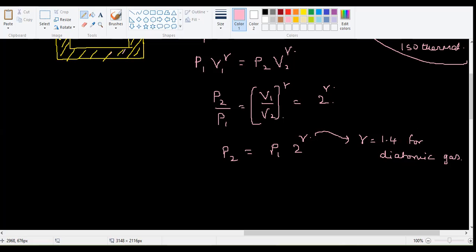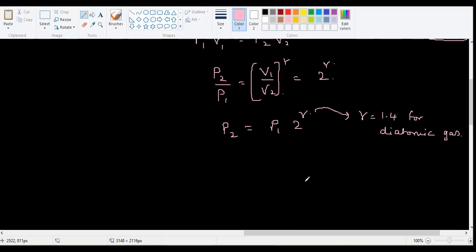In the previous one, we said Cp, okay, that was Cp. Cp is 7 by 2 R, right? So the answer here is 2 power gamma, 2 power 1.4. So that many times it will increase.